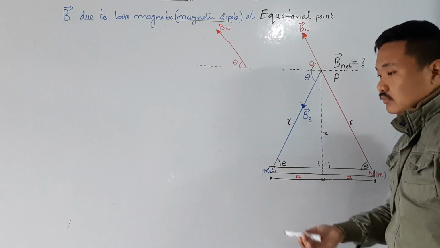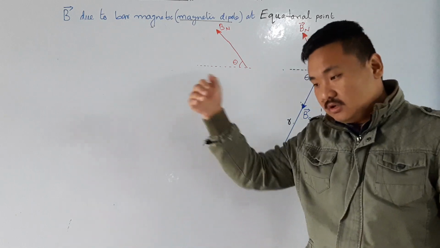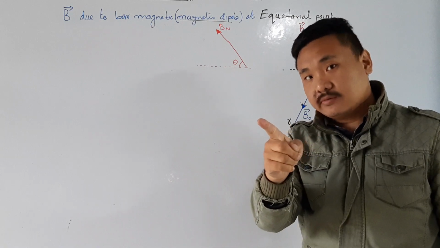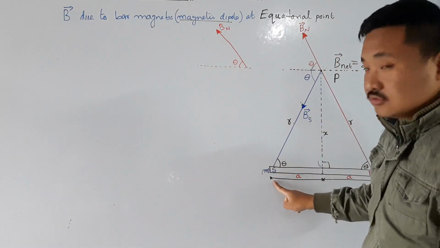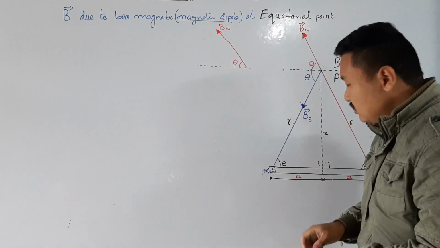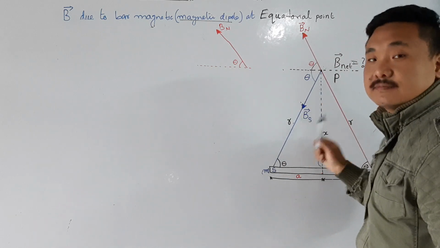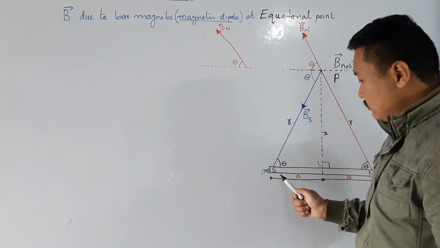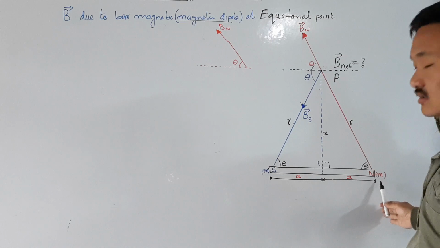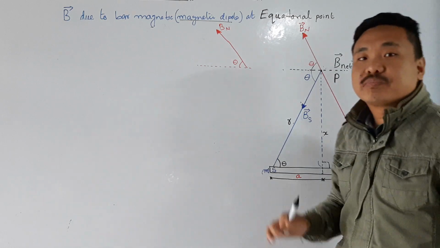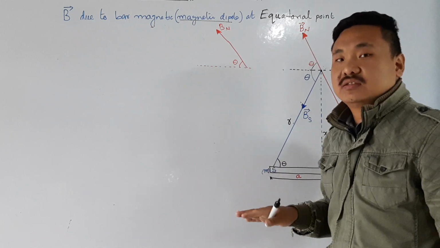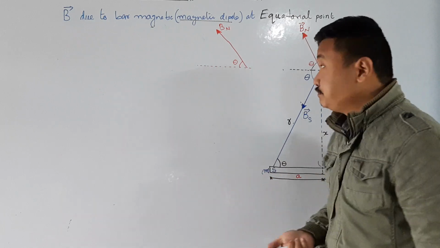Now for the south pole, we know that the magnetic field lines come into the south pole. So from this point the magnetic field is going towards the south pole. So this is B_S, the vector B_S, because of the south pole. And this m and this m, small letter m, are the pole strength of this bar magnet.